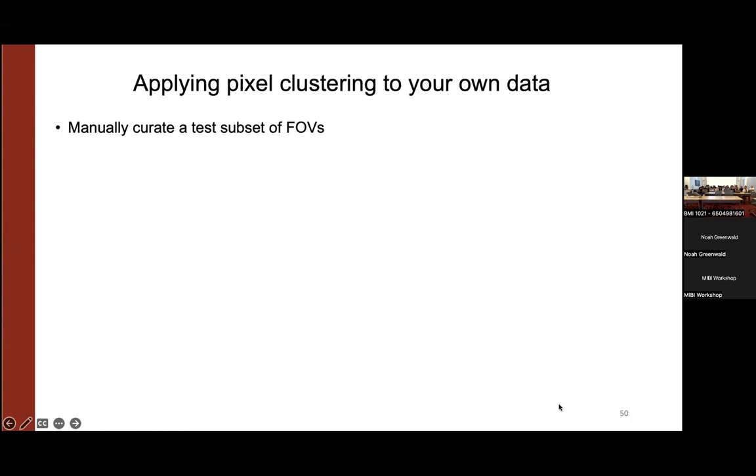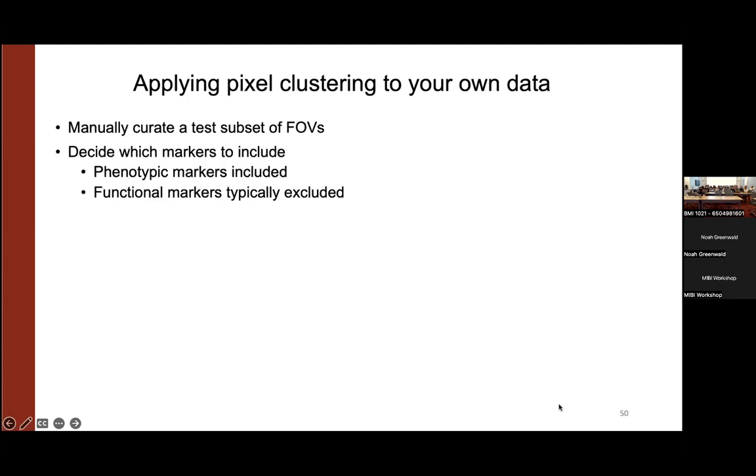You can randomly choose these if you think your data set is relatively homogeneous, and if you randomly pick FOVs, you get a good representation of your data. But if you have different kinds of tissue in your data, like tumor versus immune, you might want to manually pick a set that you think is representative of your full data set. We found that 20 to 30 test FOVs, depending on the size of your images and the total size of your data set, would be a good place to start. The next step is to decide which markers you want to include.